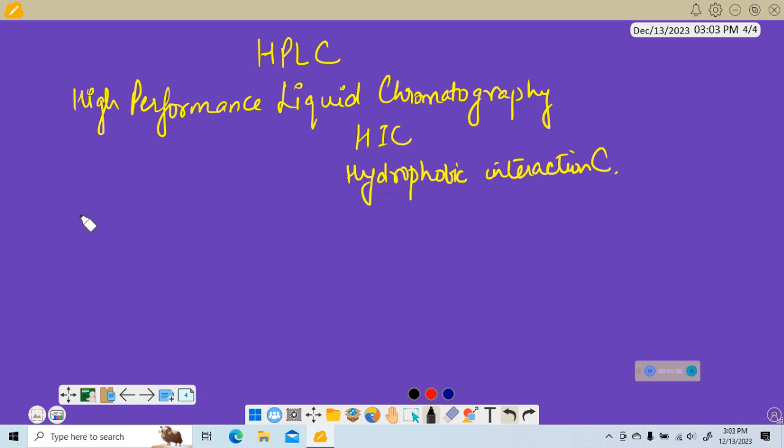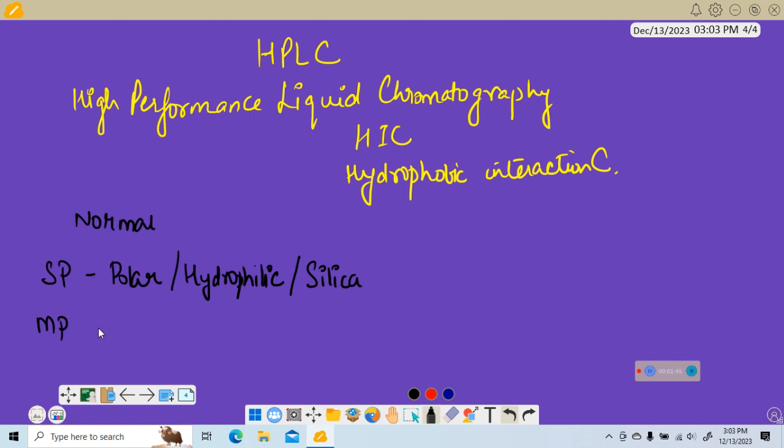So HPLC here is basically like a reverse phase. If I talk about normal phase chromatography, we have two phases, stationary phase and mobile phase. In normal chromatography, the stationary phase is polar, or you can say hydrophilic. Polar basically is silica. And the mobile phase is non-polar, the opposite of the stationary phase. Non-polar means it will be hydrophobic.